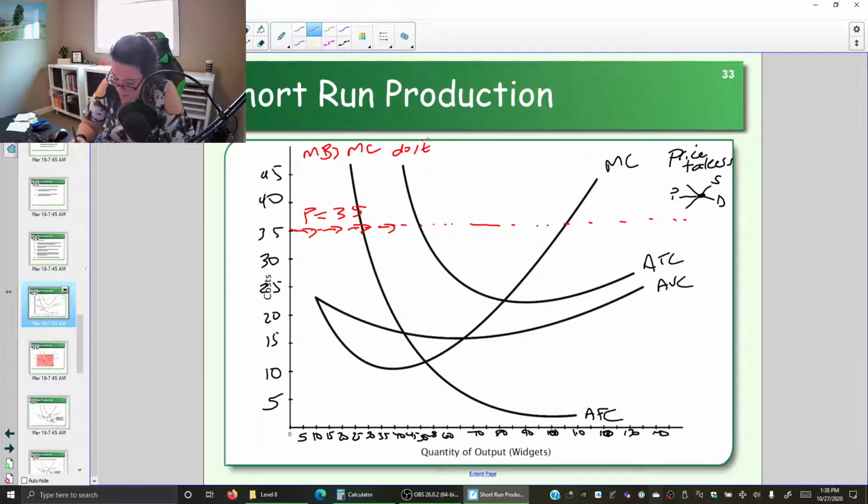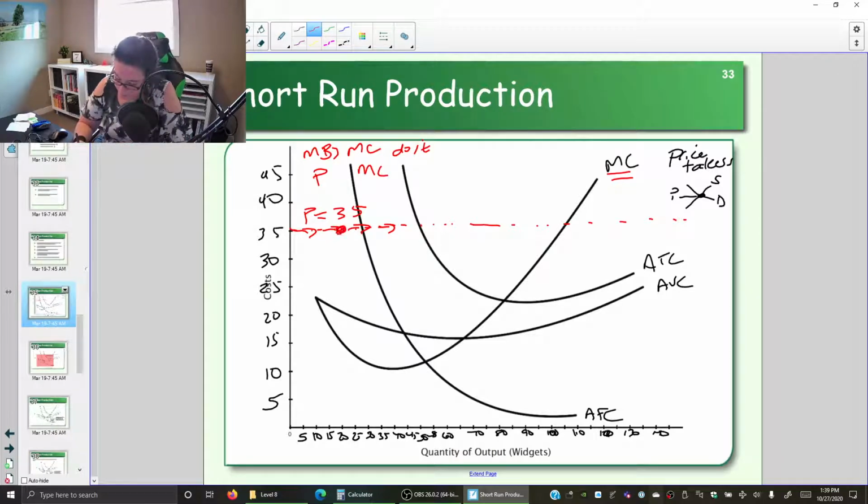Well, the extra benefit here is the price that you can sell it for. So the extra benefit of selling one more is the money I bring in from selling it, which is the price. And then we want to compare that extra benefit to the extra cost. Well, it just so happens we have a graph here that shows us the extra cost. So we want to compare the price to the marginal cost.